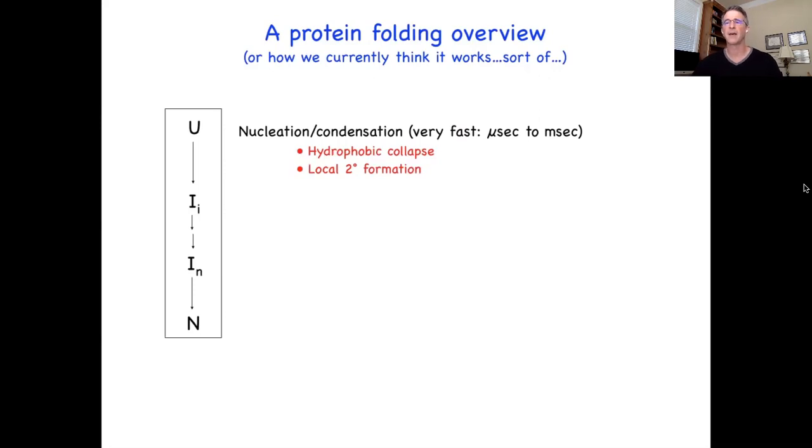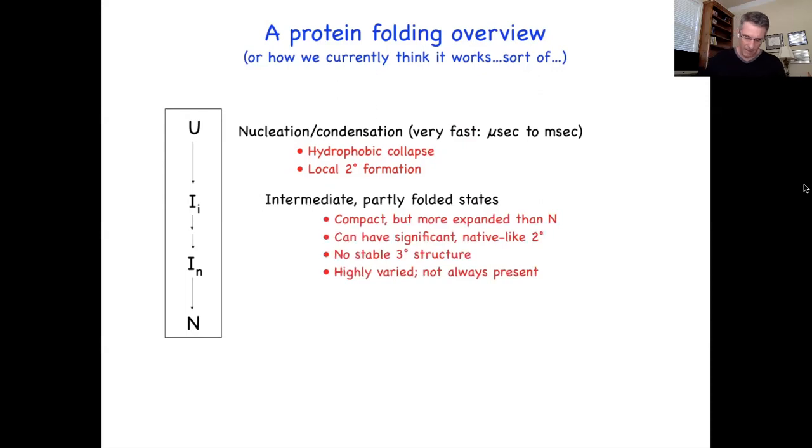And we discussed the idea that in some cases, one or the other of those things is going to happen first, followed by subsequent folding events. In many cases, these two things happen at the same time, the so-called nucleation condensation model. And these events tend to be very, very fast. This hydrophobic collapse and local secondary structure formation can happen on the microsecond time scale, about as fast as polypeptide pieces can diffuse in aqueous solution, up to the millisecond time scale. So this is a very fast set of events.